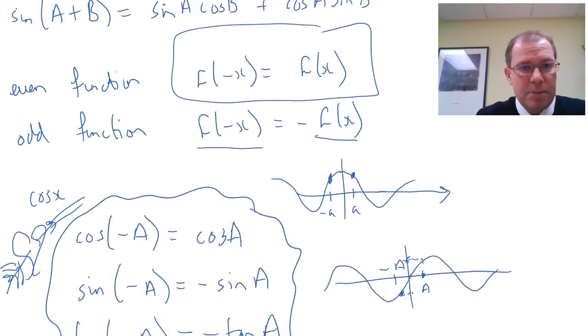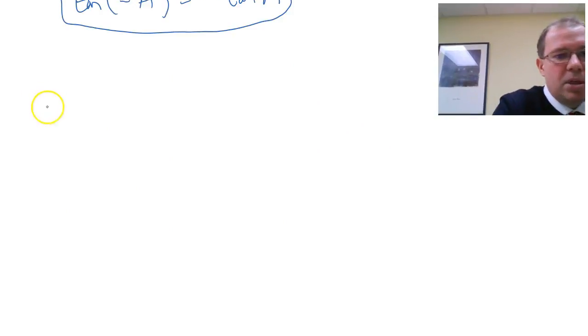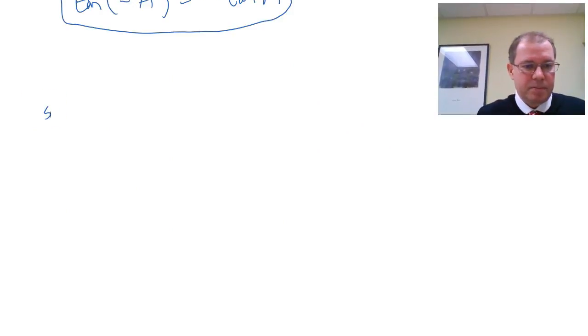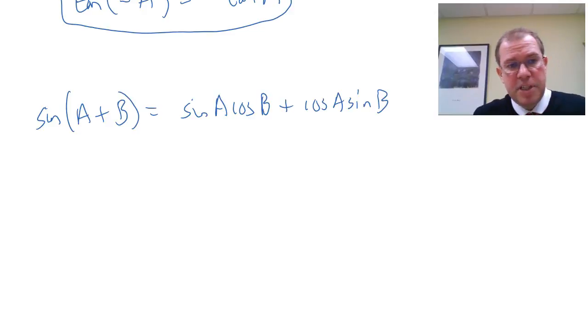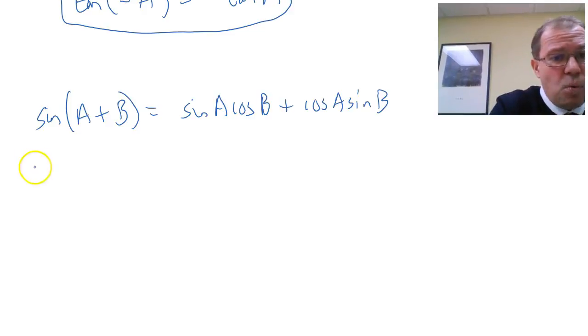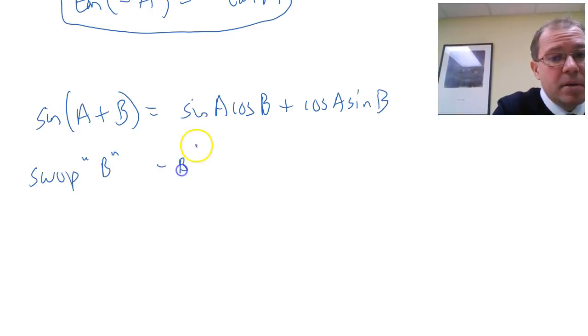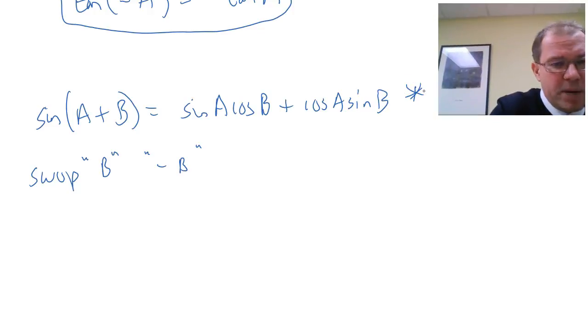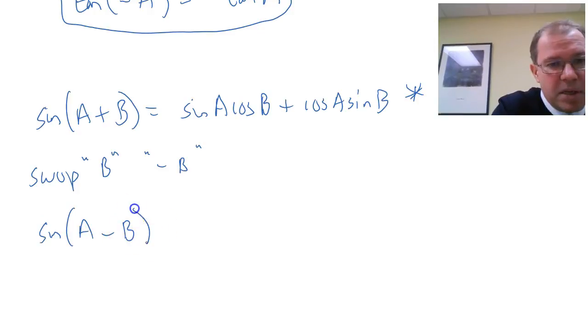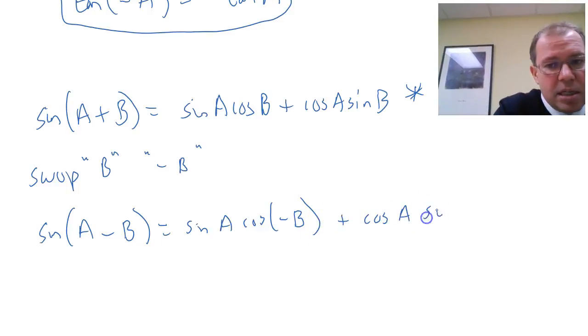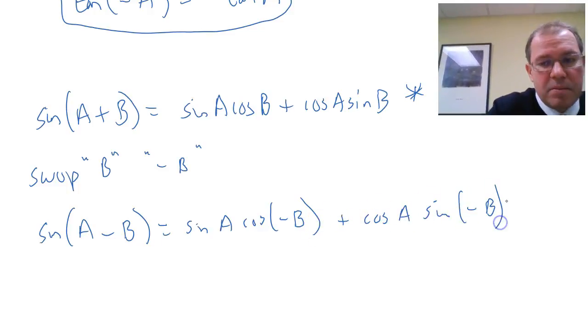So let's start with sin A plus B equals sin A cos B plus cos A sin B. To prove sin A minus B, I'm simply going to swap the B for a minus B. That's all I'm going to do. In this formula here, which I'll name star, I'm going to swap B for minus B. So it's going to read sin A plus minus B, which is just minus B, equals sin A, that doesn't change, cos of minus B, plus cos A, that doesn't change, and sin, I'll swap B for minus B. So there we have it.